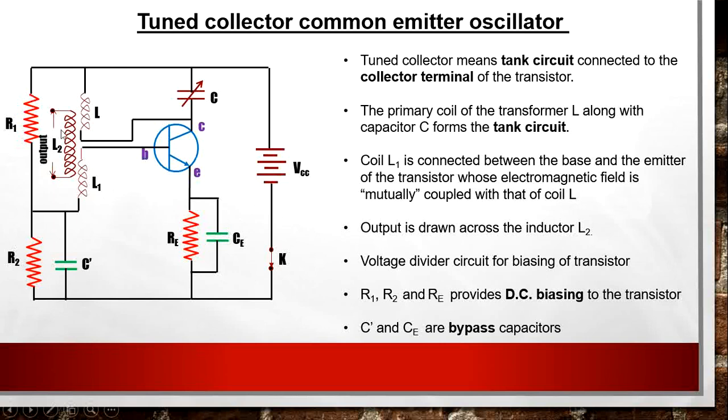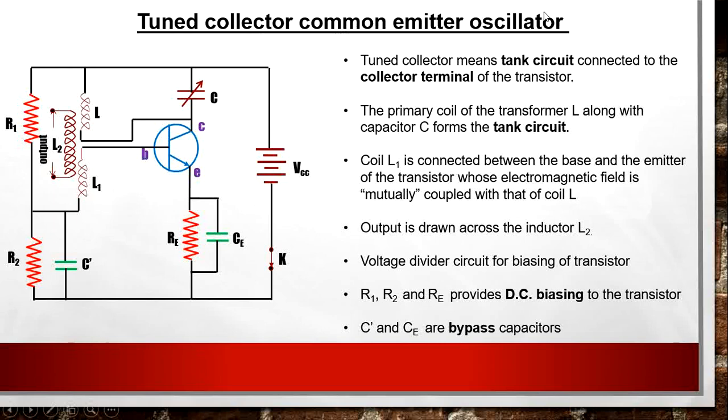This is the circuit diagram of the tuned collector common emitter oscillator. You can see various resistances, capacitors, inductor coil, transistor and power supply being used in this circuit. Now, why tuned collector? Tuned collector means the tank circuit is connected at the collector, and in this circuit we can see the inductor coil L and capacitor C. These two components form the tank circuit and the tank circuit is at the collector end.